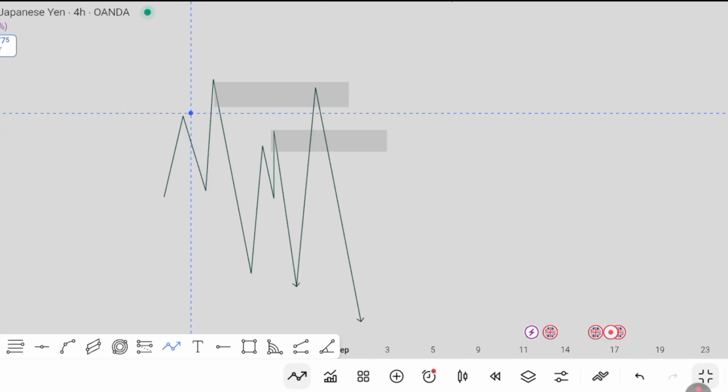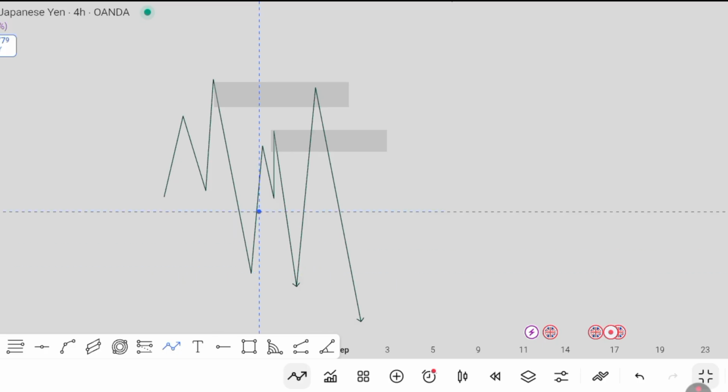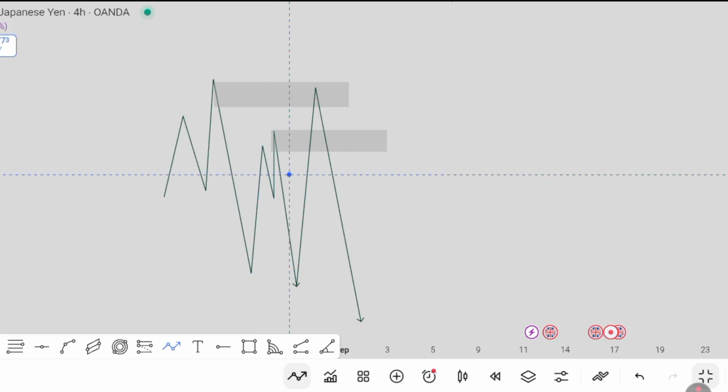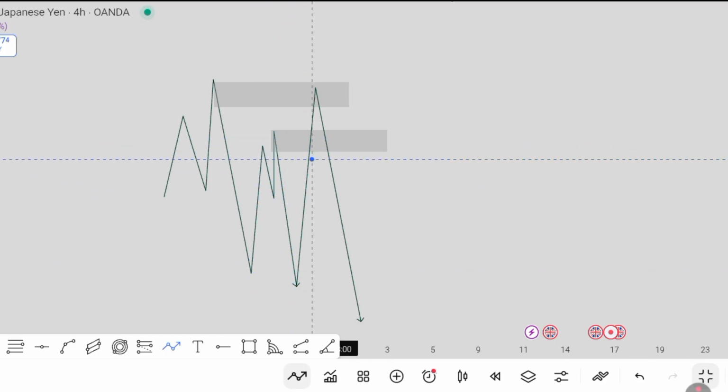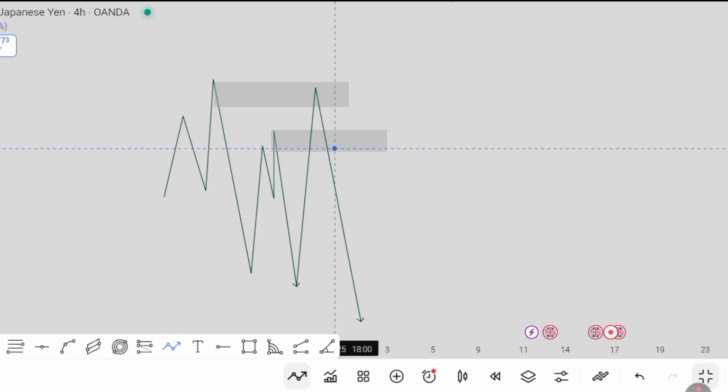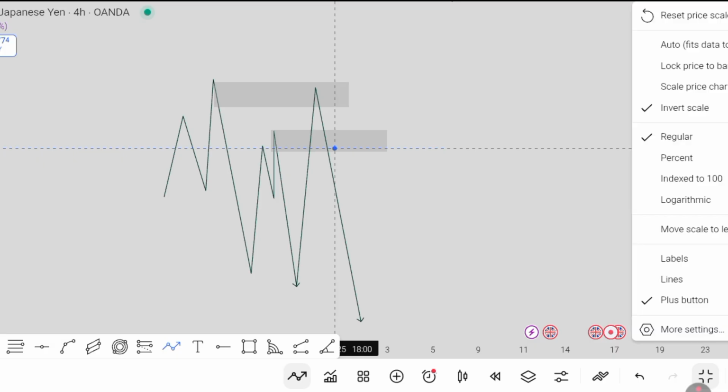You have what? Your sweep of liquidity, your break of structure, and then you also have what? Your sweep of liquidity, your break of structure here. And this market will induce early sellers for these scenarios for them to enter, and then at the end of the day sweep them out, tap into the main zone, and then drop in that particular direction, guys.